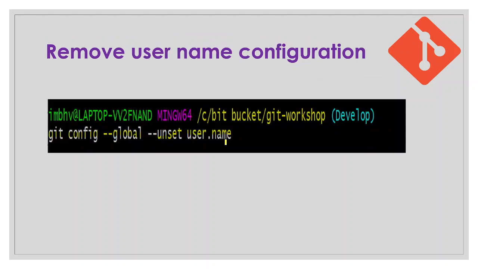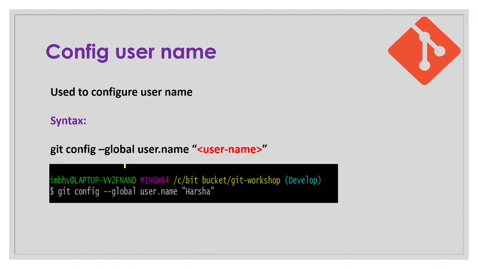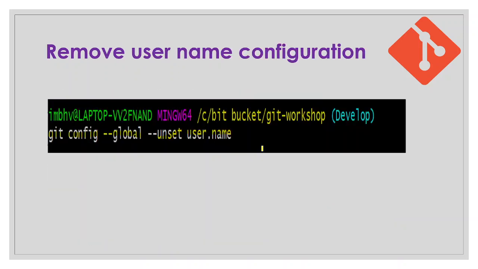There is another way. Even if you apply the same command like git config --global username, it will update the username. You don't need to remove and add again. You can just use the same command to rename the existing one, either a name or an email. That will also work. Or if you want to remove it, you can remove and add it.